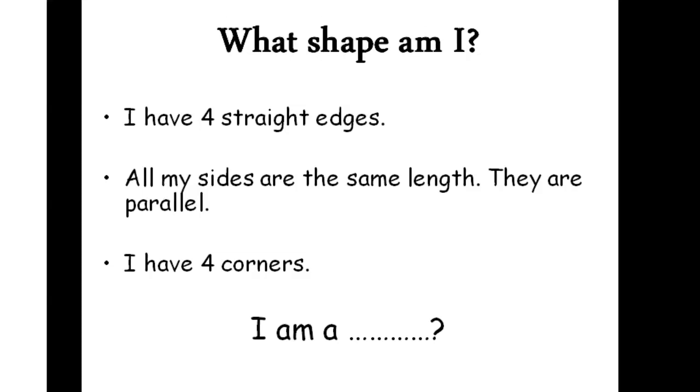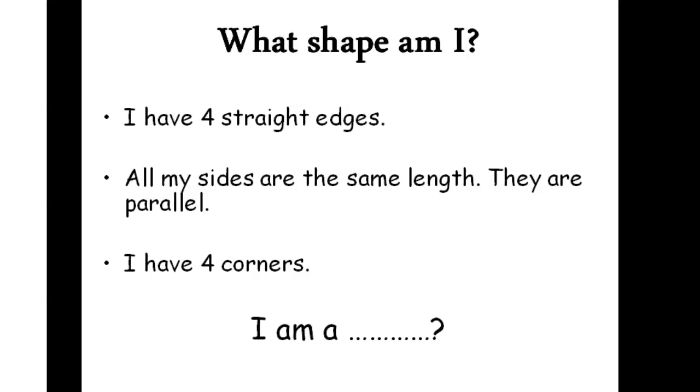What shape am I? I have four straight edges. All my sides are the same length. This is a very important piece of information. They all have the same length. They are also parallel. I have four corners. Now think of the shapes that we discussed before and think which shape has the same length for all of its sides. Is it the triangle?